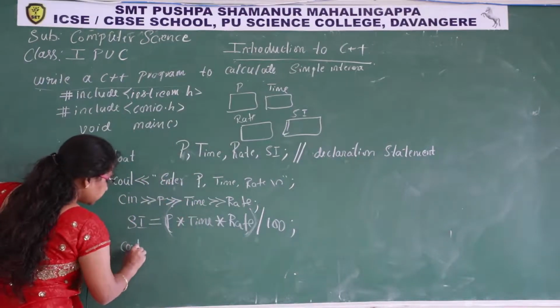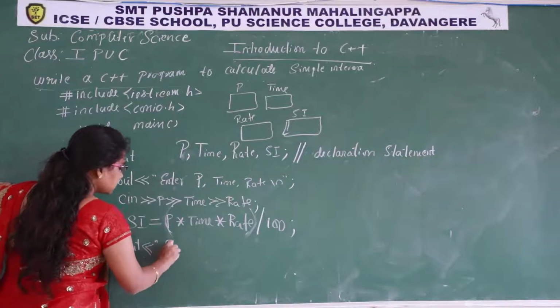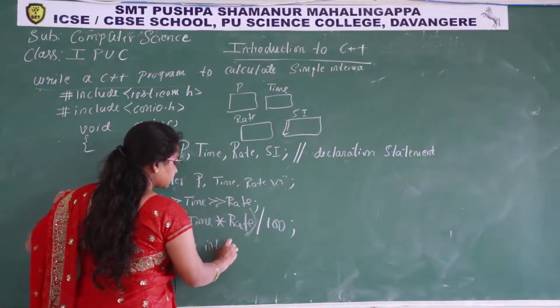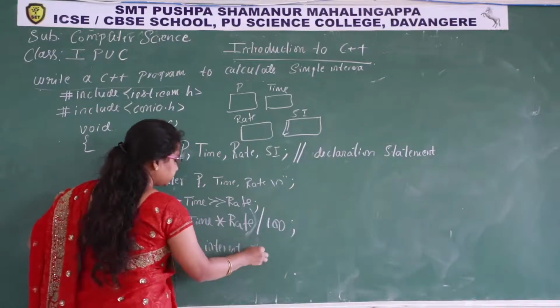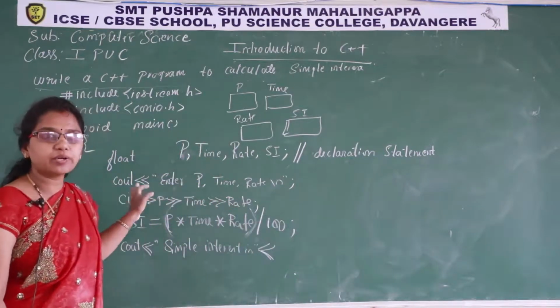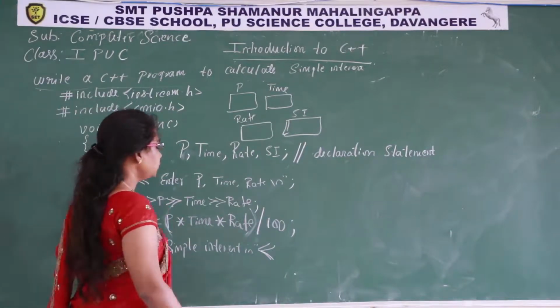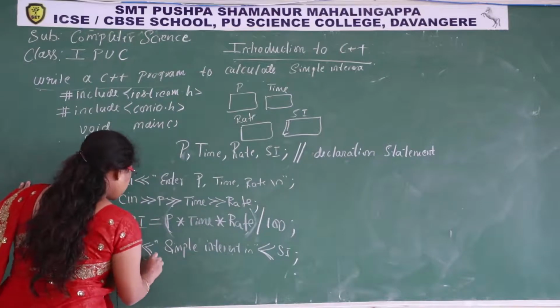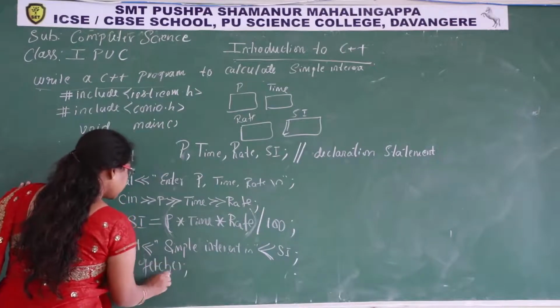cout insertion "simple interest is" insertion. Where is your answer? Your answer is in which variable? SI. So SI semicolon, getch, function close.